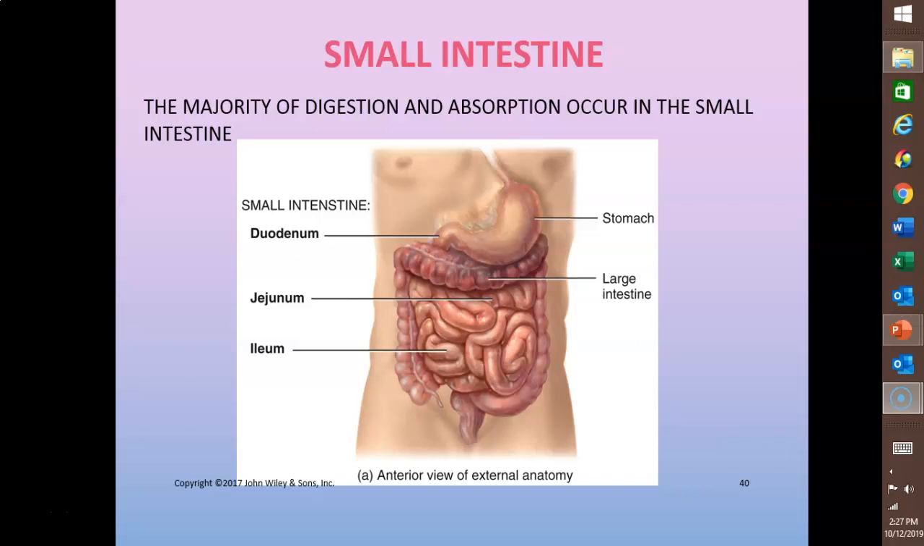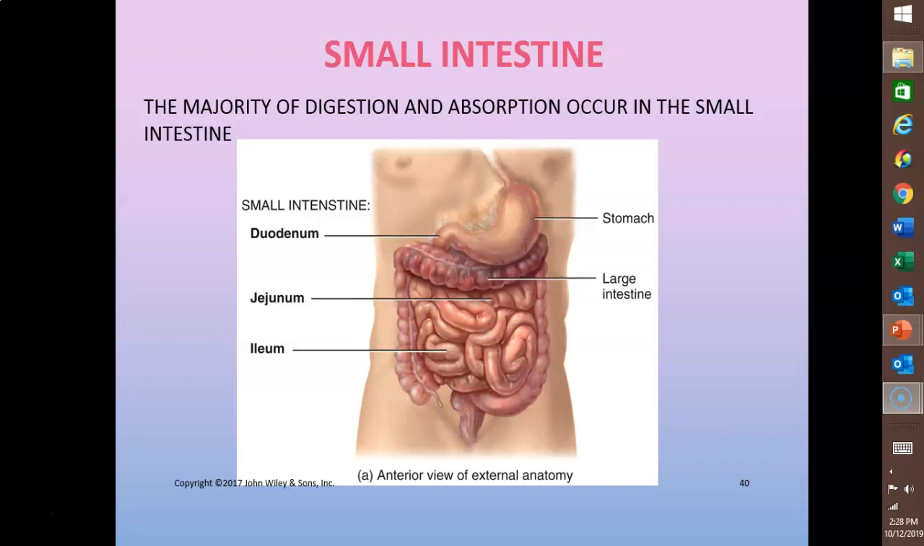The small intestine begins at the pyloric sphincter of the stomach, and then it coils through the central and inferior part of the abdominal cavity and eventually opens into the large intestine. It's usually about 10 feet long in a living person and about 20 feet long in a cadaver, because once you die, you lose that smooth muscle tone and contraction, and all of those folds are going to then be relaxed, and the length increases dramatically.